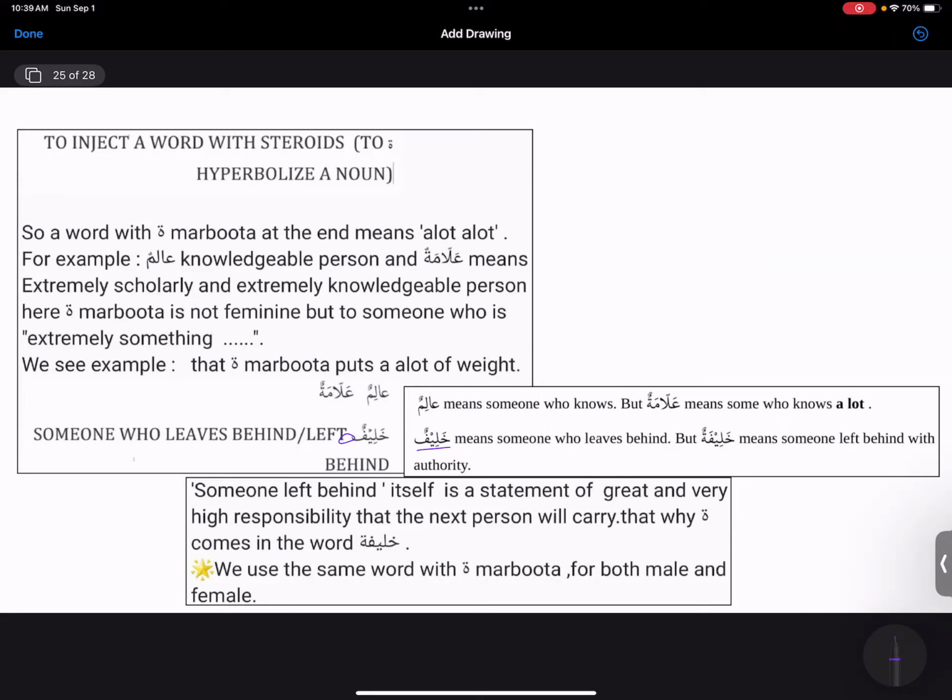So someone who is left behind with great authority, with a lot of responsibility, right? So Hazrat Adam alayhi salam came to this world with a lot of responsibility, with a lot of authority, right? And only two prophets have Khalifa mentioned with them. Like they are mentioned as Khalifa. Who are they?